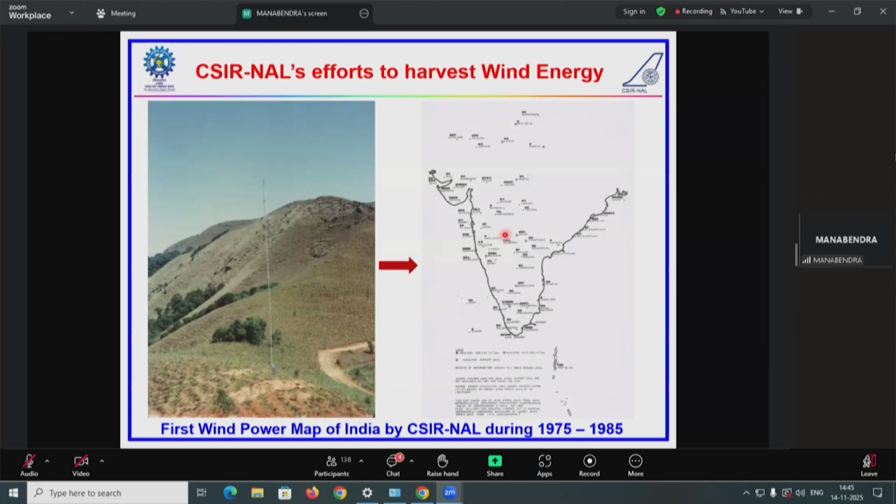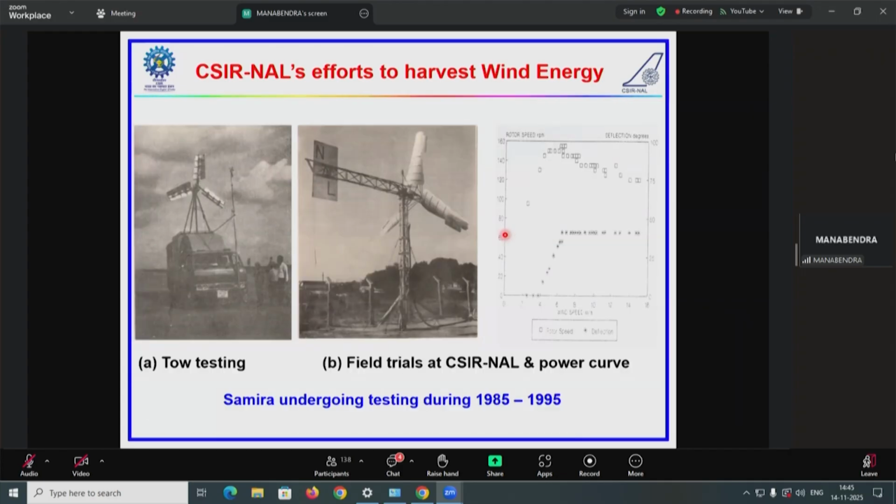of IMD and other line ministries. But this was what NAL did during the 70s and 80s, when things were still germinating in India in terms of wind energy harvesting.